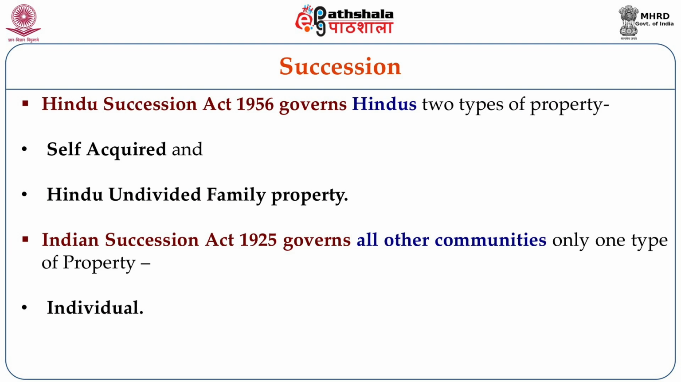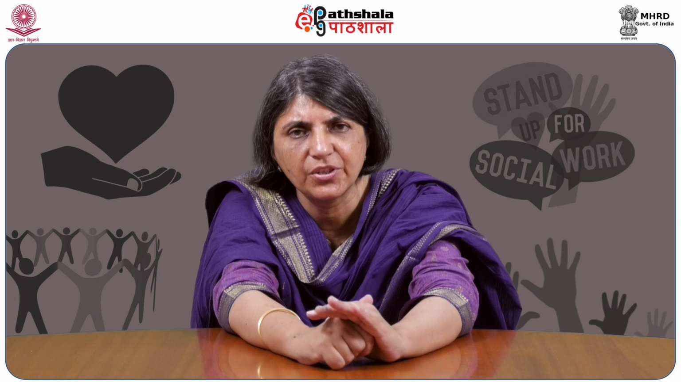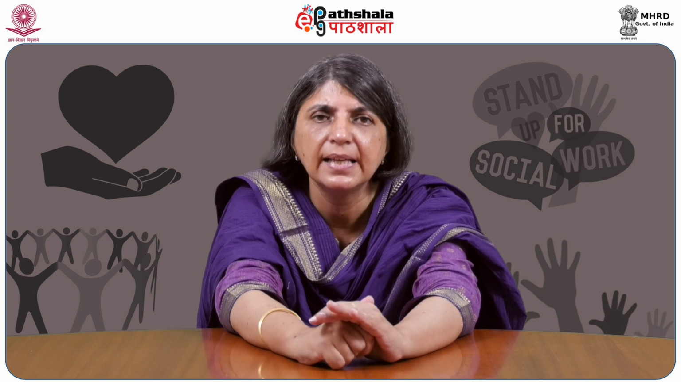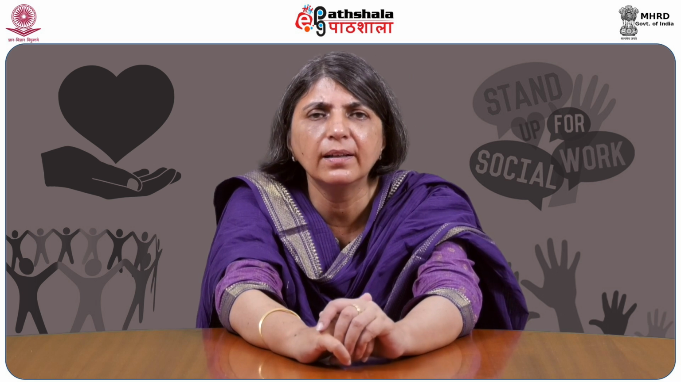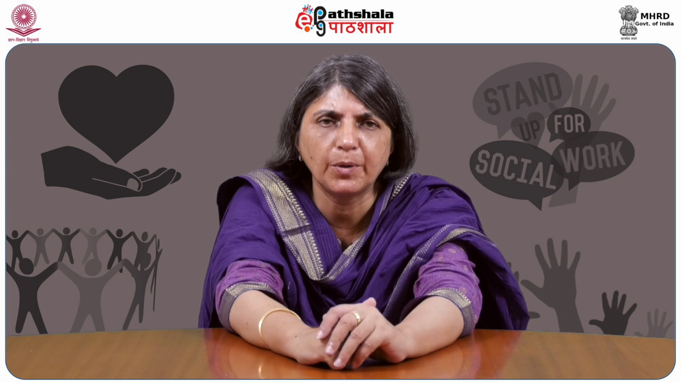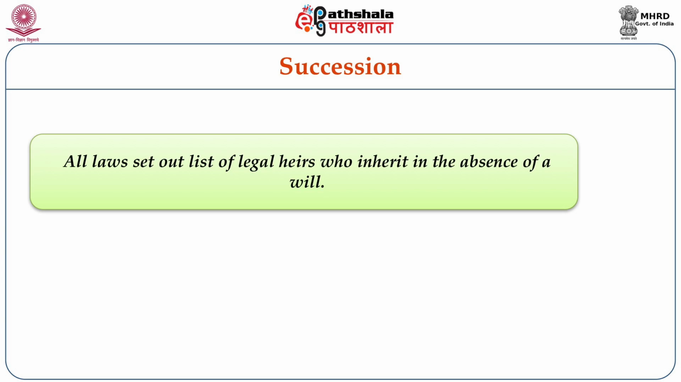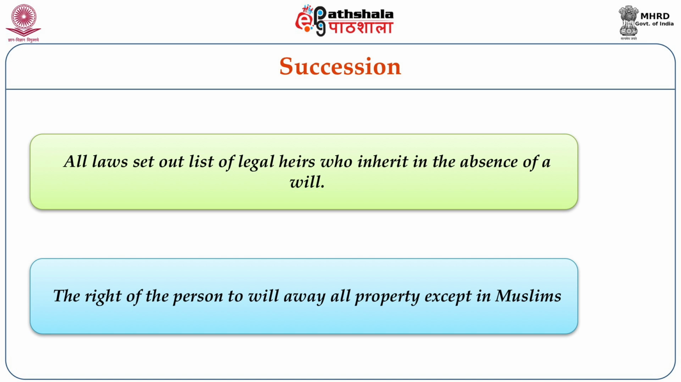So you have the Hindu Succession Act, and then you have the Indian Succession Act of 1925, which governs all other communities. So it has separate chapters for Parsis, separate chapters for Christians, separate chapters for Muslims, and separate chapters for those who are governed by the Special Marriage Act. Now basically they have only one type of property, which is individual property. All of these laws have two types of inheritance provisions. One is the right to write a will and give your property to whomever you want to give. All laws permit complete devolution of property by way of will.